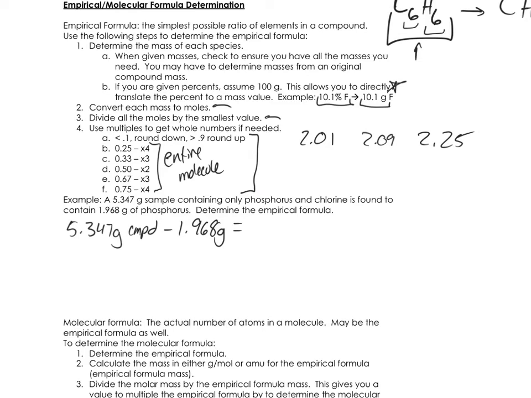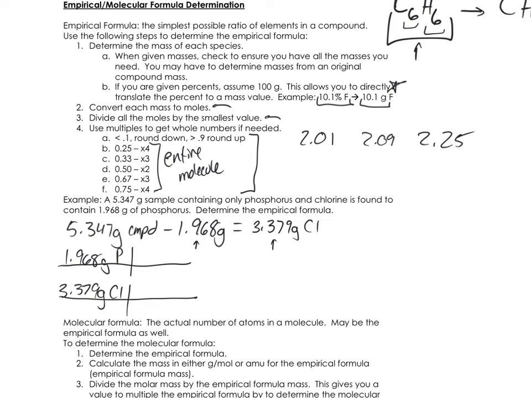And so I end up getting 3.379 grams of chlorine. I now have both species present as masses, phosphorus and chlorine. The next thing to do is convert them into moles. So I have 1.968 grams of phosphorus, not chlorine, and I have 3.379 grams of chlorine. I'm going to convert these both into moles.